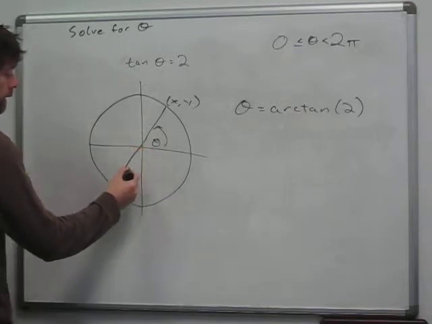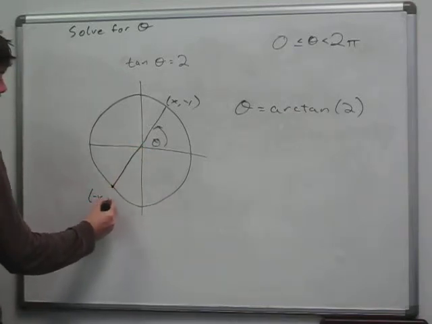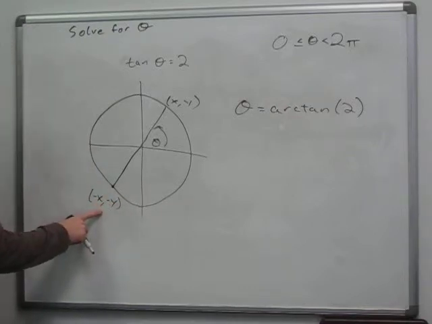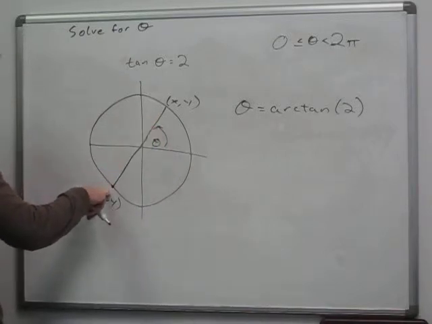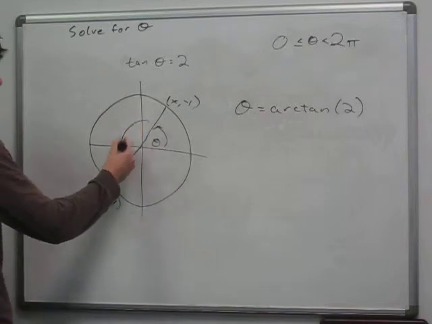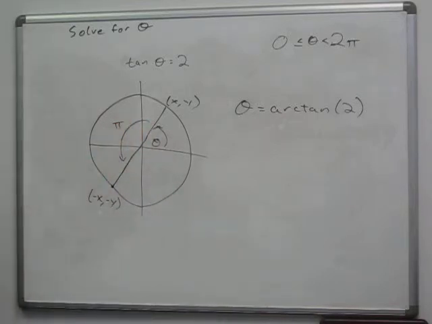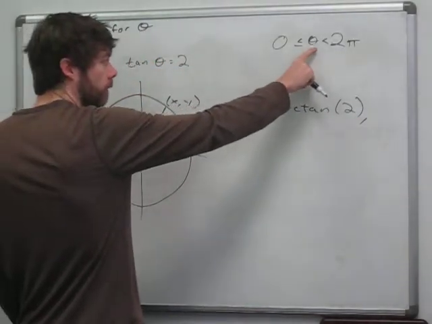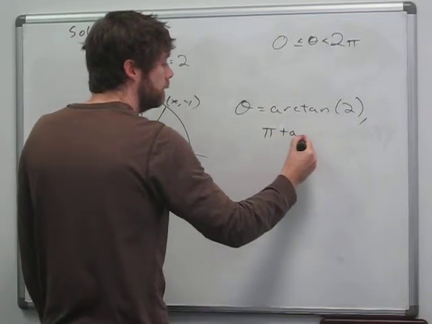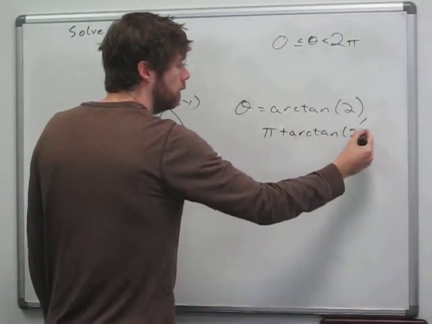But since we're working with the tangent, if I look at the point negative x, negative y, then this is also going to have a tangent value of 2. And the difference between this rotation and going all the way to this point is simply an additional pi radians. Right? We just continue 180 degrees. So the second solution to this equation over this range of angles is pi plus arctangent of 2.